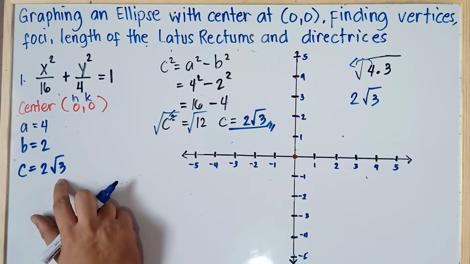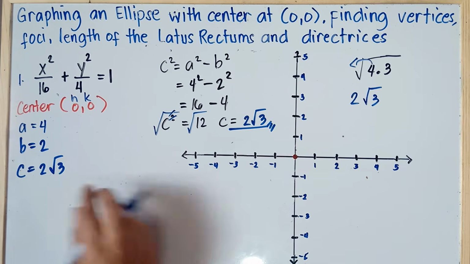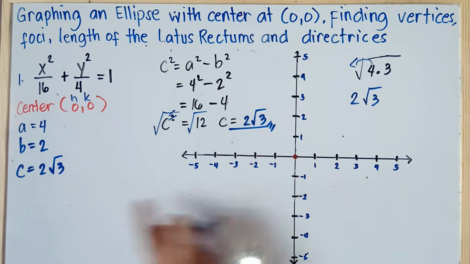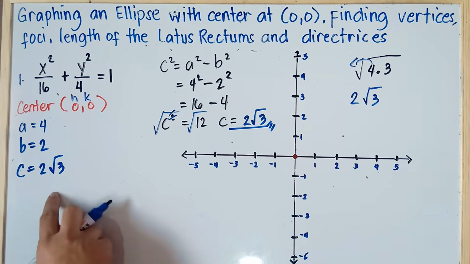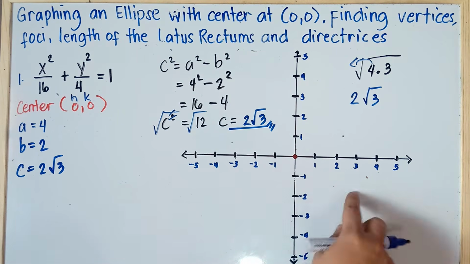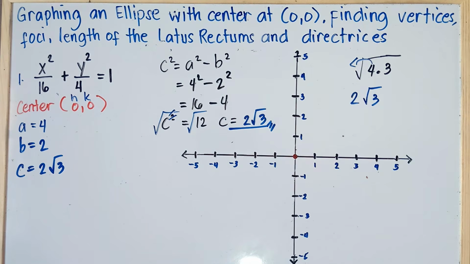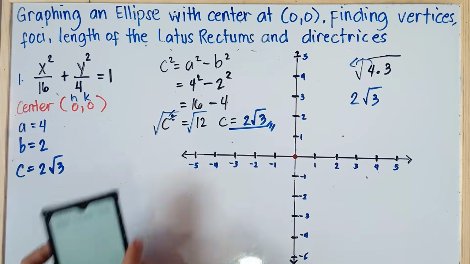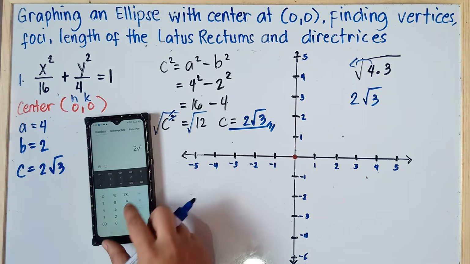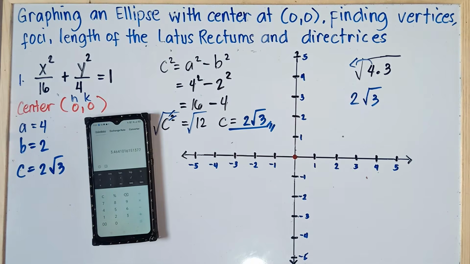Now we need to get the decimal of this one, class, because it's hard for us to graph 2 square root of 3. Because our given numbers, class, are integers, whole numbers. Because we need to graph the focus, we need to have the decimal for us to have the estimated value. We cannot graph 2 square root of 3 in this given Cartesian plane, class. So we need the decimal value for 2 square root of 3. The equivalent of that is 3.46.